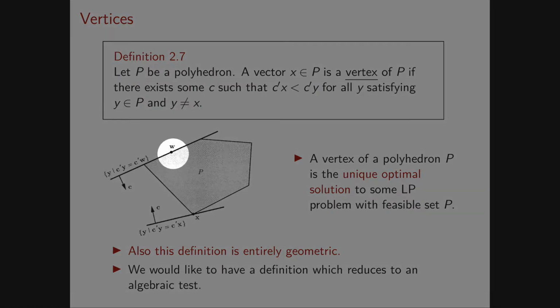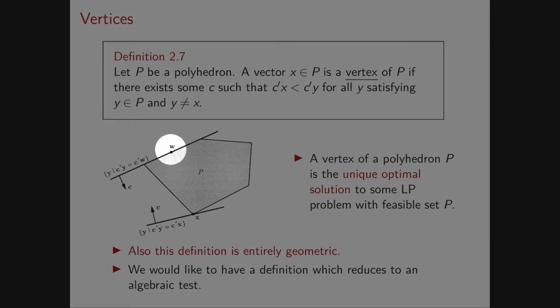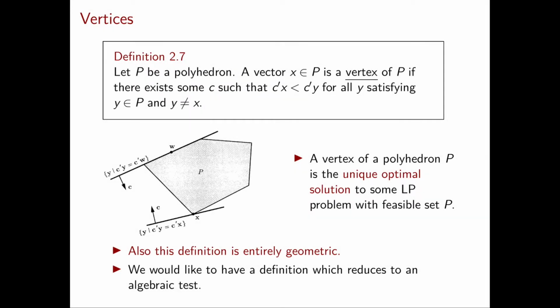On the other hand, for this vector w over here, which is not a corner point, it might still happen that it's an optimal solution to a linear programming problem with feasible region P. For example, it is an optimal solution if c is given by this vector. However, it never is the unique optimal solution. For example, in this case, all the vectors on this line segment are also optimal solutions.